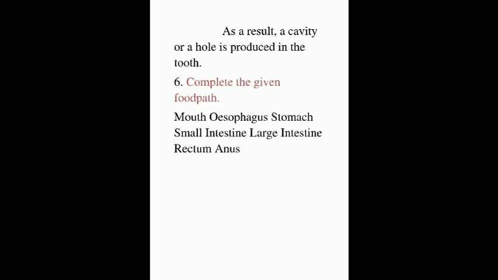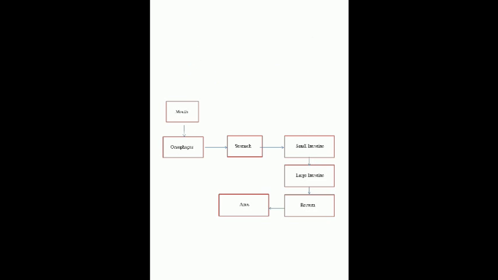Next is, complete the food path. So, it begins with the mouth, then proceeds on to the esophagus, then to the stomach, followed by the small intestine, large intestine, rectum, and finally it terminates into the anus.